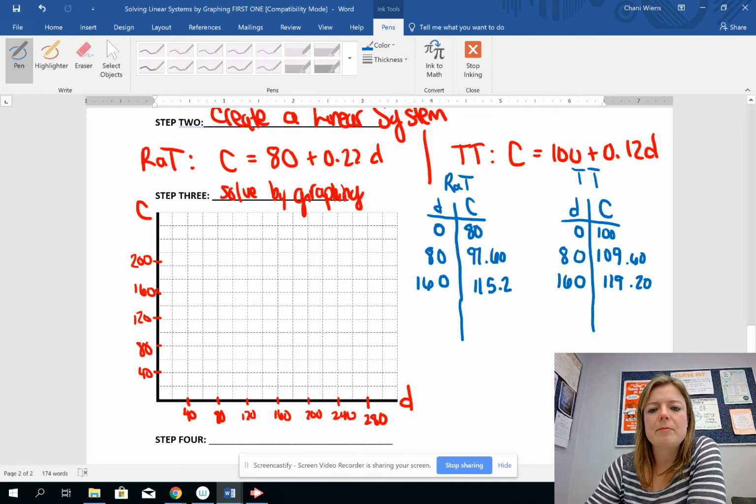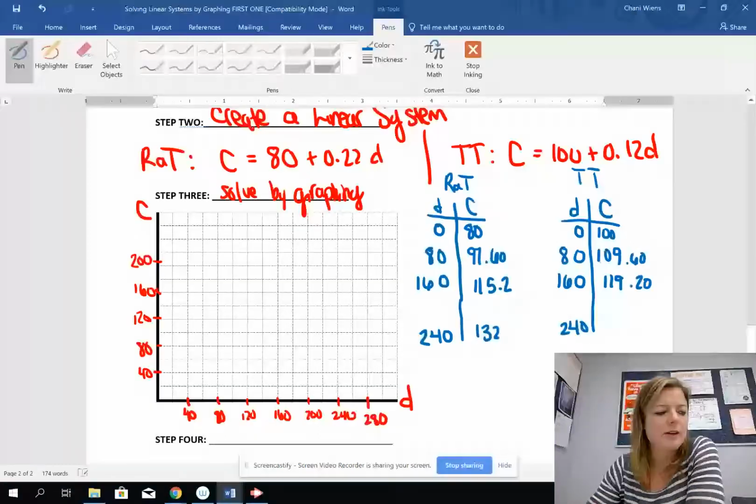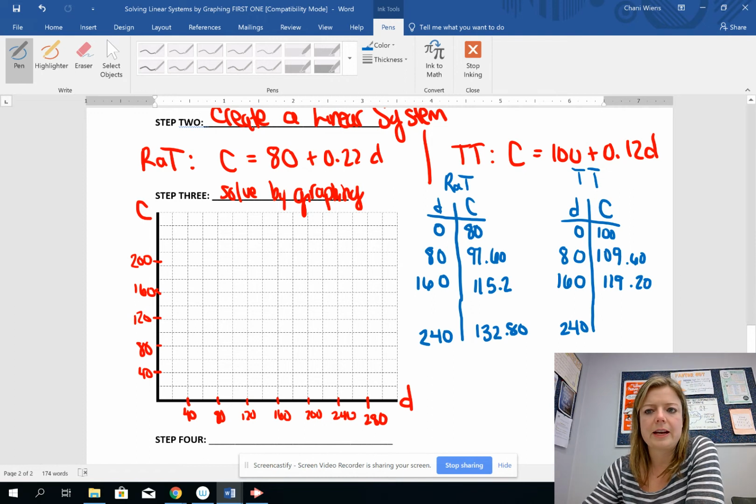Let's leave a blank here. Let's say I decided to get a bit more aggressive and go up to 240 for each. If I put 240 in for this equation, I get $132.80. And for Tony's Trucks, I put in 100 plus 0.12 times 240, and I get $128.80. So notice that the changeover has happened. It has to be somewhere in here.